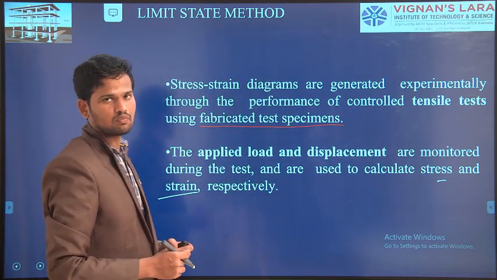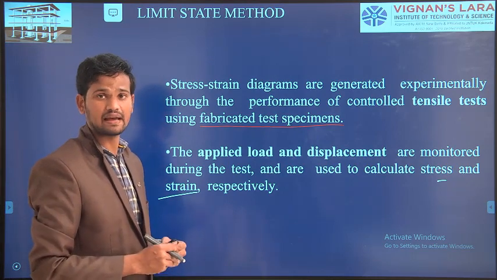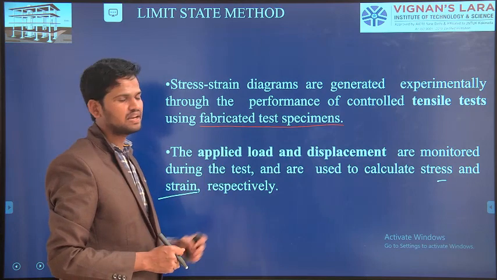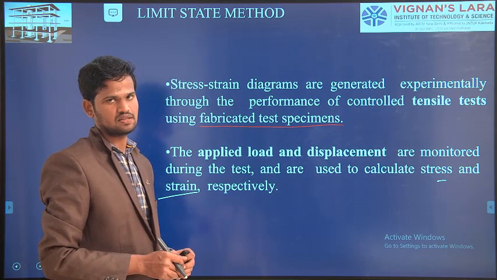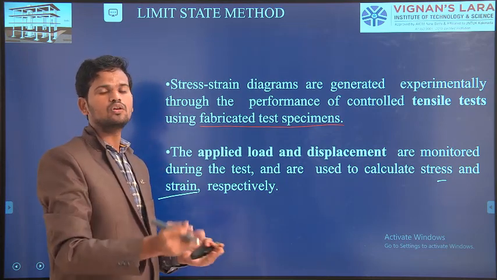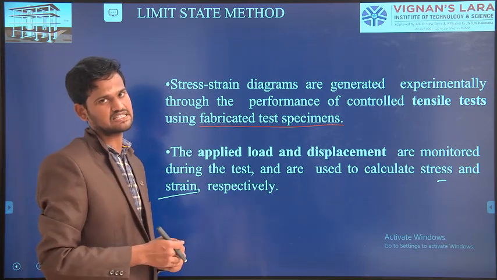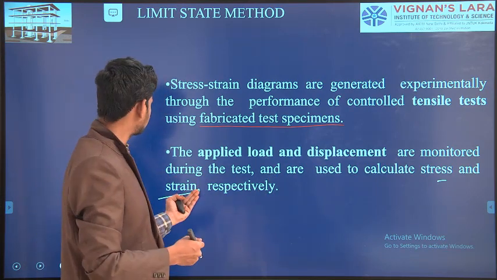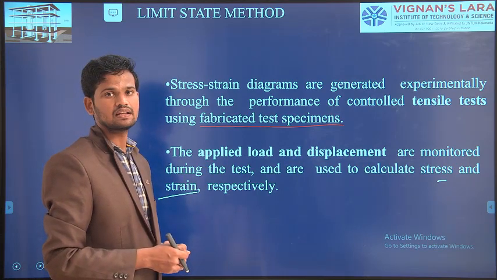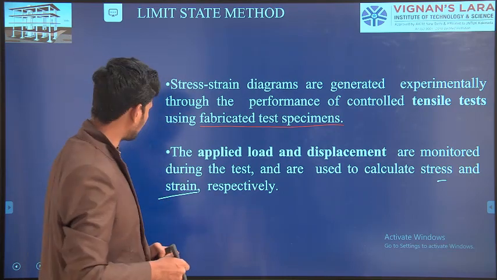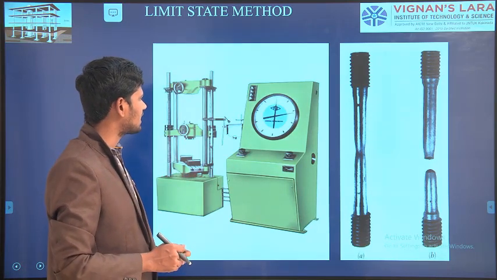That means we have one equipment called the universal testing machine. Already you have studied it in your strength of materials laboratory. Due to the application of the load, displacement happens in the structural members. If you take any member and apply the load, the member will give some deformation, some displacement. That will be called stress and strain. The temporary displacement is called the deformation of the body.